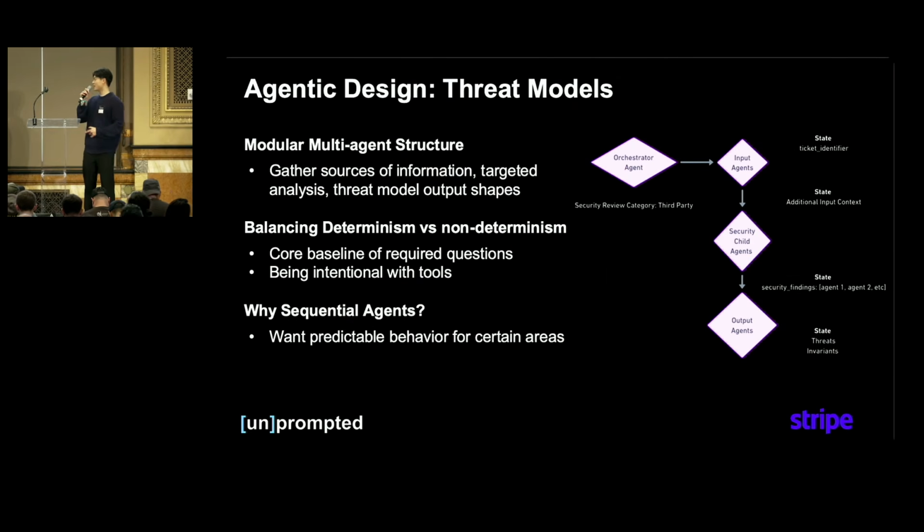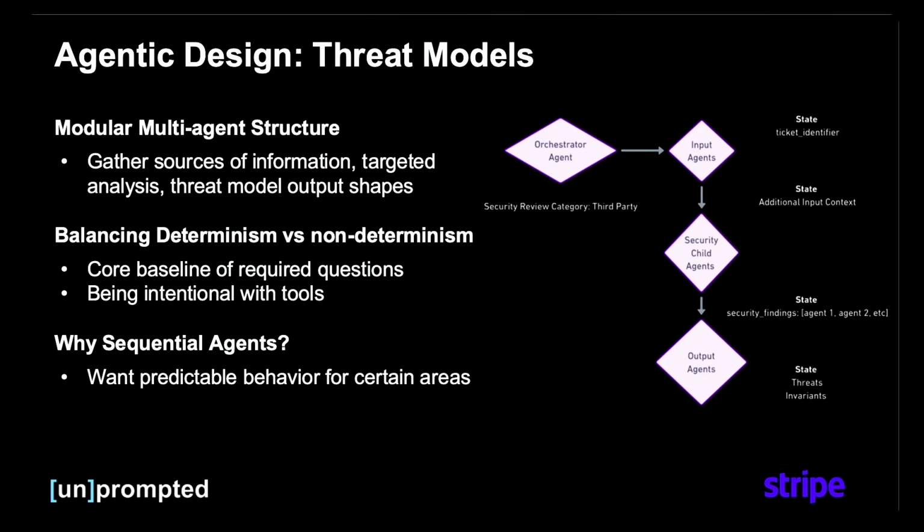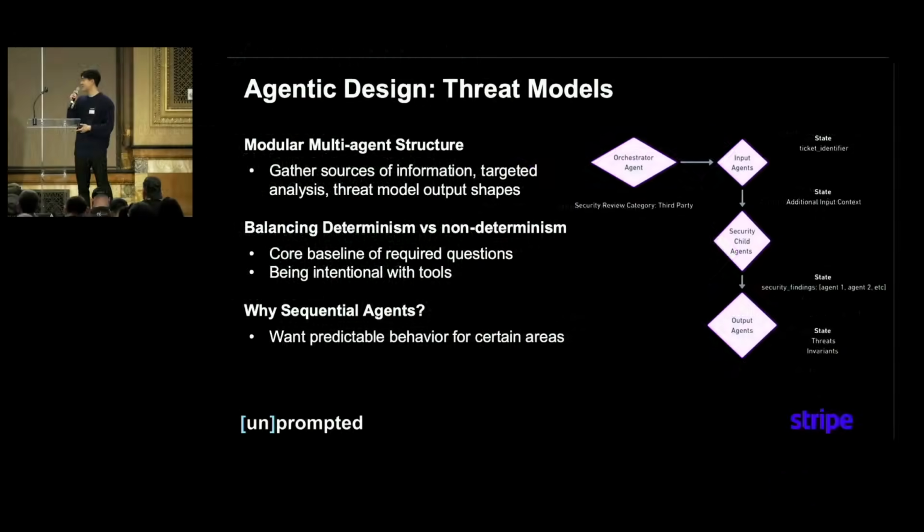On the right, you can see that we have an orchestrator agent, which has a couple parameters it takes in based on our intake form, for example, a security review category. It then feeds it into input agents, relevant security agents, and then lastly, our output agents. So our input agents, the main goal is to get the relevant additional input context that comes in your tickets. Sometimes there are Google Doc links, Slack threads, additional information that's relevant that we want to include for our security agents.